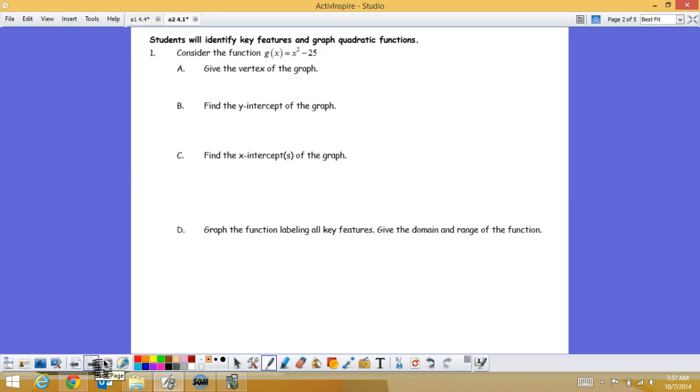So we're going to graph this first one, x squared minus 25. And since that minus 25 is not inside parentheses with the x, that's going to be a vertical translation, and we're going to move it 25 units down. So the vertex of this graph is going to be the point 0, negative 25. So we could graph this. If you look at D, we're asked to graph this.